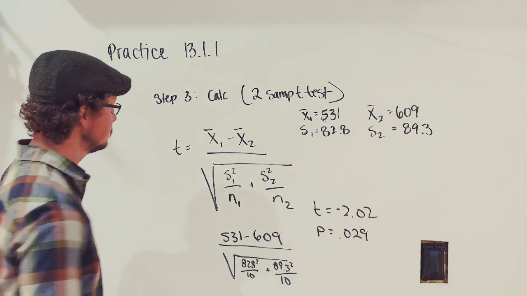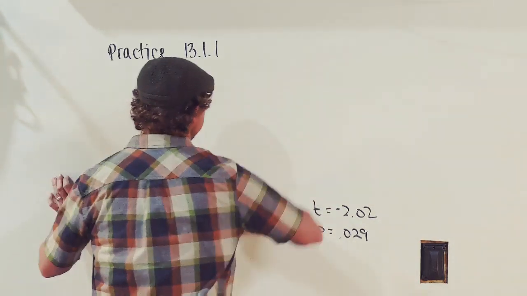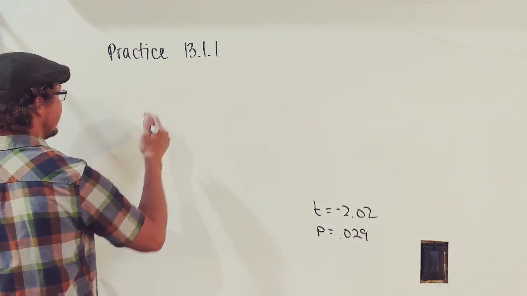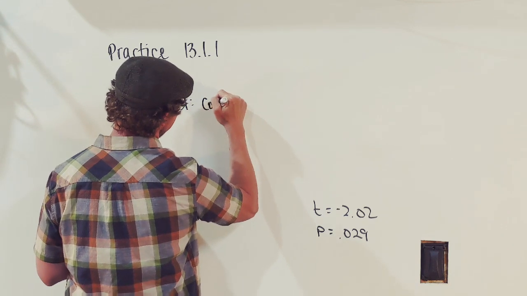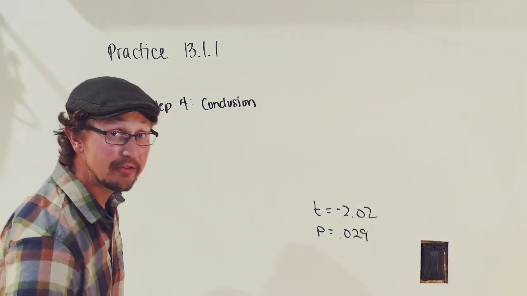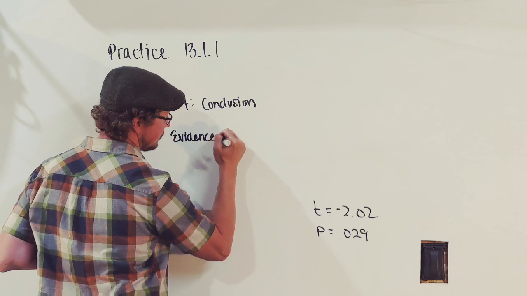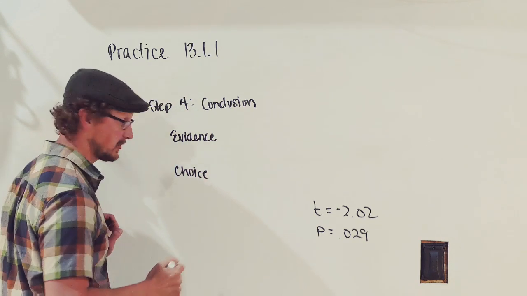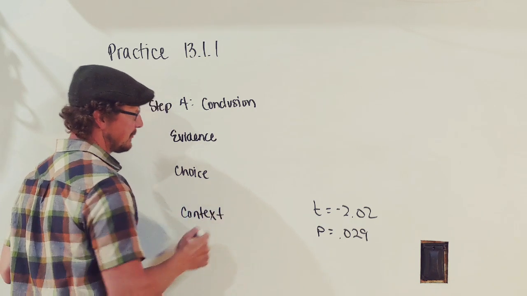All right, here we go. Step 4. Big finish. Remember, our conclusion needs to have three parts. We need to show evidence. We need to make a choice to reject or fail to reject. And lastly, we need to put that in the context of the problem.